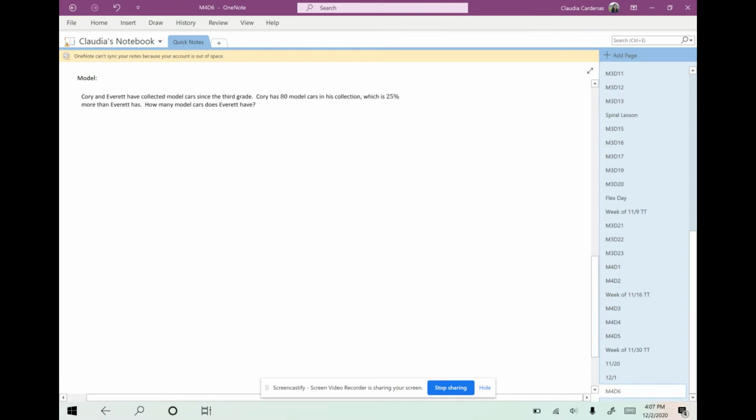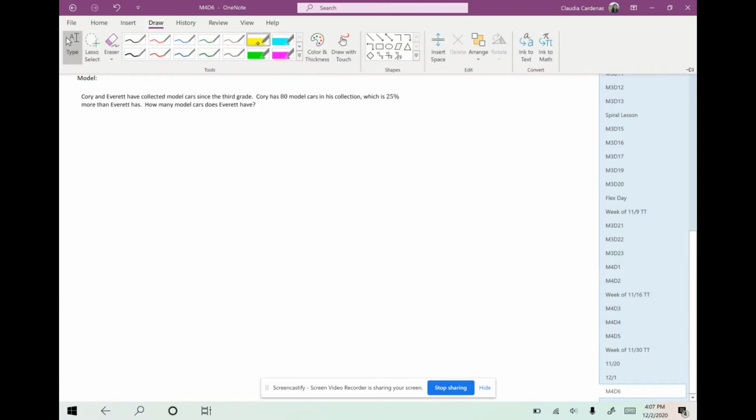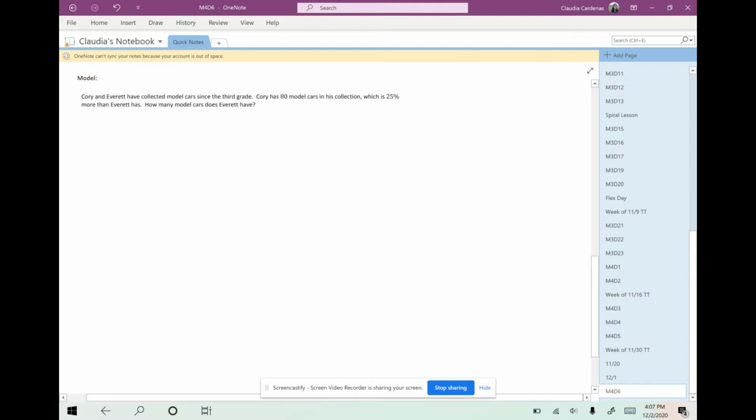Well, let's look back at the pieces given in this problem. Let's go ahead and take it sentence by sentence, reading really closely. So Corey and Everett have collected model cars since the third grade. That really doesn't tell me anything about the part, total, or percent, so let's move to the next sentence. Corey has 80 model cars in his collection. Well, what does that sound like?